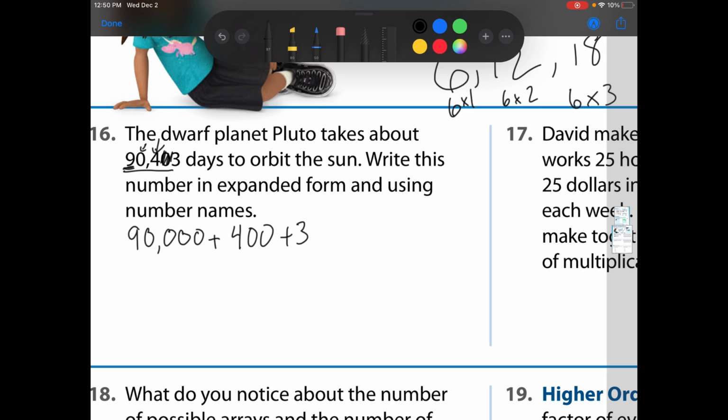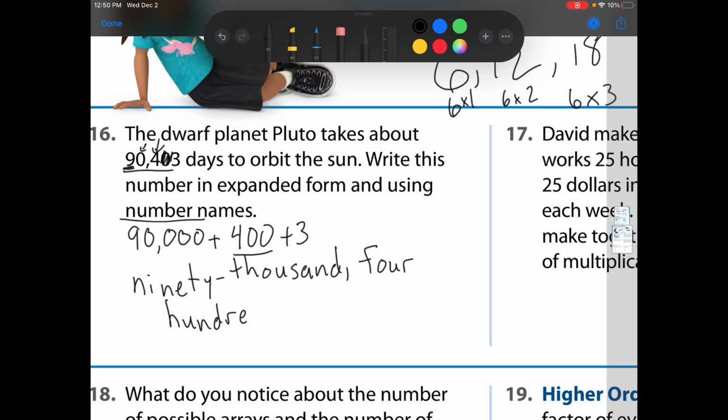So now it wants me to write it using number names, which is just a fancy word for saying write it using words. So what do I have? Well, I have 90,000. And then what's my next place value? 400. And what's my last place value? It's just this lonely 3. So I then have 3.